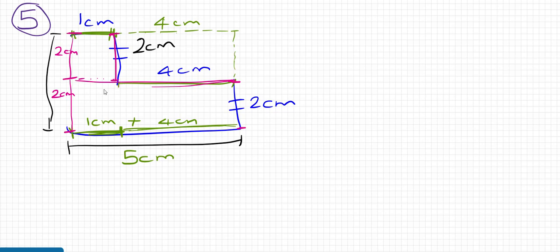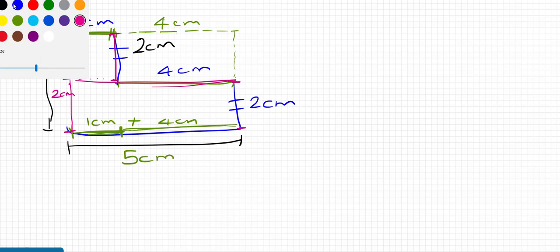Sorry, it's a bit hard to draw with this, but you can see from there to there, it's 2 centimeters. From here to here, it's also 2 centimeters. Now 2 plus 2 is 4, so the whole thing is 4. So I add these two lengths to get the whole length, which is 4. And I have found all of my side lengths.